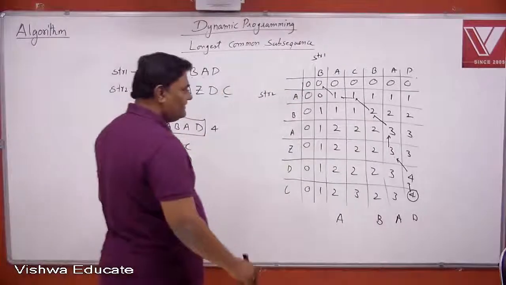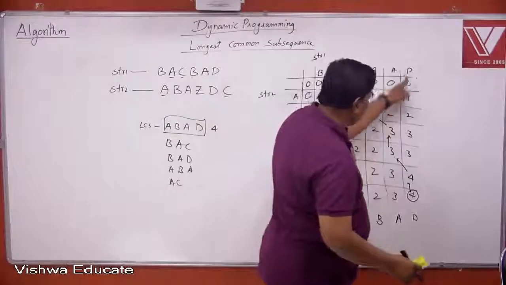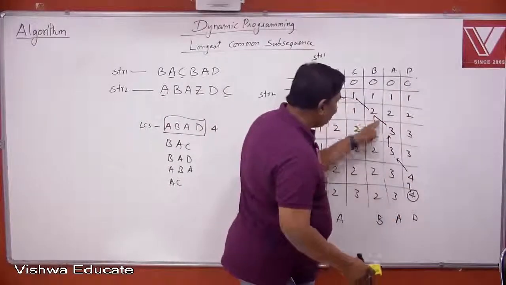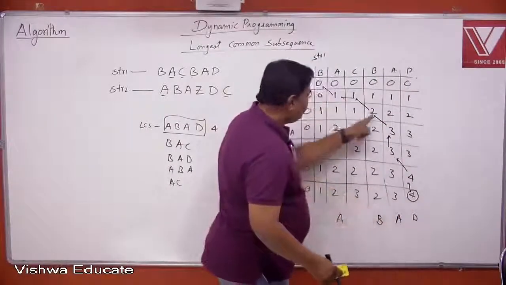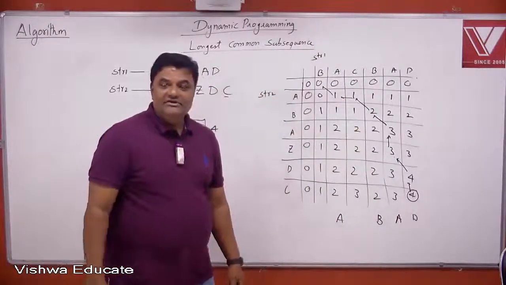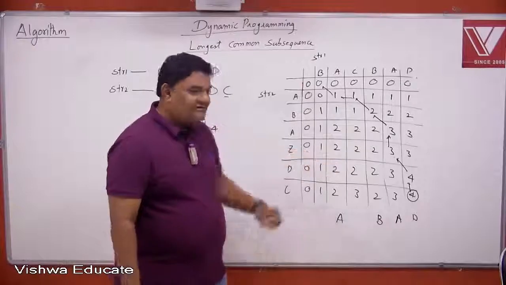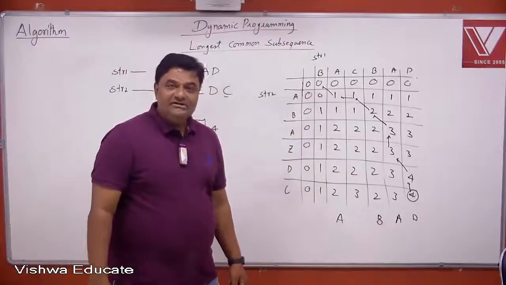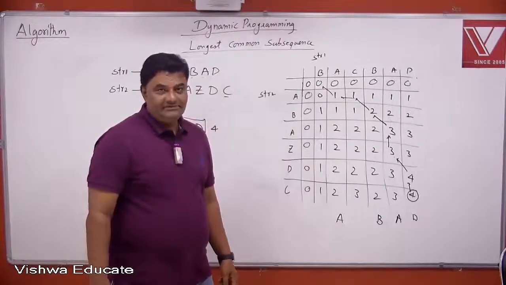That is the answer. So wherever it is taking diagonal, D. And here we got diagonal, so this is A. And here we got diagonal, so this is B. And this is A. So A, B, A, D is the answer, and the answer is 4. So this is the method for finding the longest common subsequence.